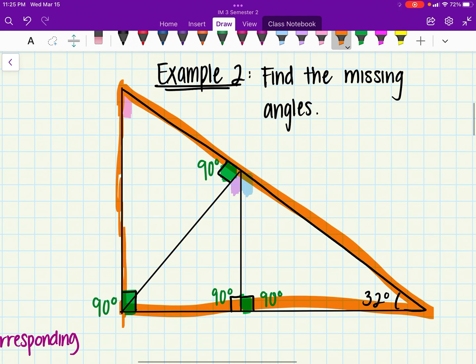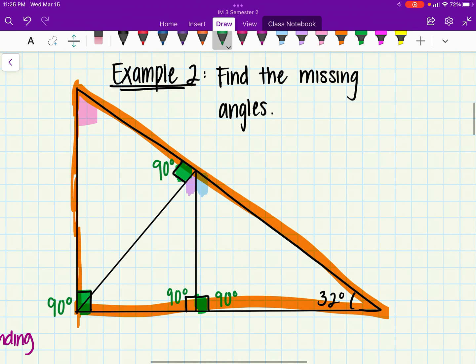I did say that the sum of the angles of a triangle has to equal 180, right? And I'm actually just missing this one on top. So if I want to find that one in pink, I have to do 180 minus the 90 degrees plus the 32 degrees. So we have to add these two angles and then subtract it from 180.